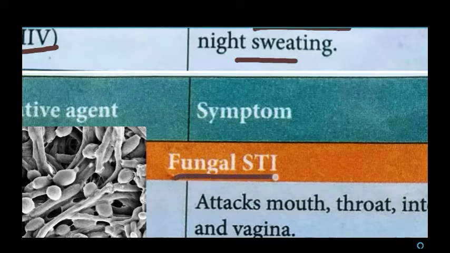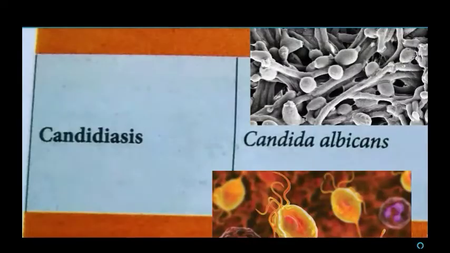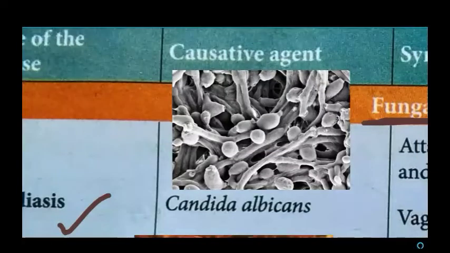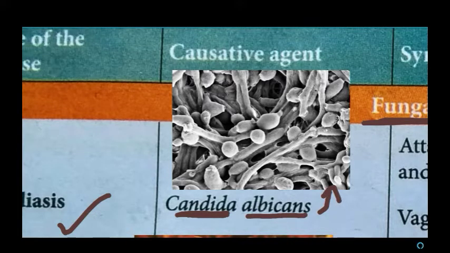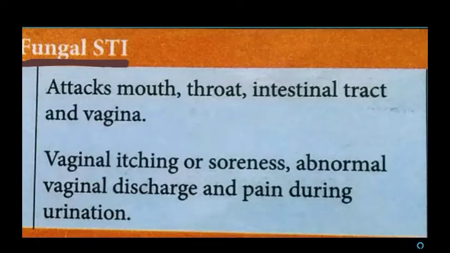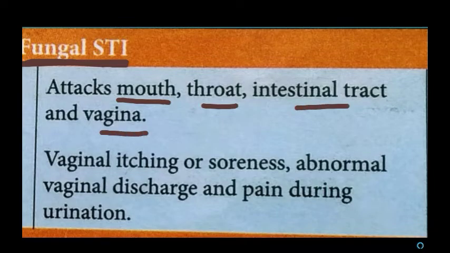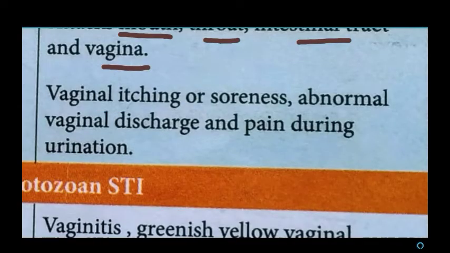Next we are going to see about fungal STI. So under fungal STI we are going to learn about candidiasis. The causative agent for candidiasis is Candida albicans. So this is Candida albicans. The symptoms are that this fungus mainly attacks the mouth, throat, intestinal tract and vagina. And it causes vaginal itching, soreness and abnormal vaginal discharge and pain during urination. And there is no incubation period for this fungus.